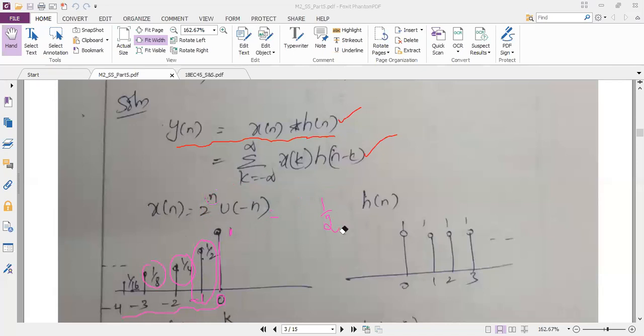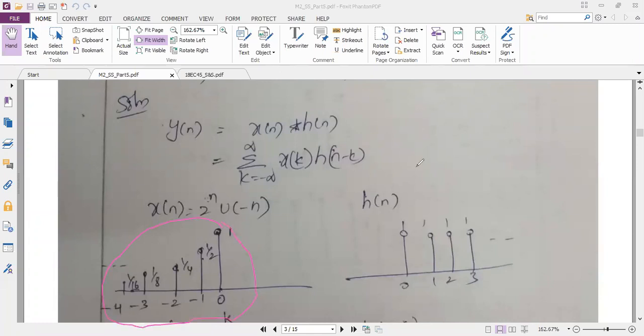In all the earlier problems, we have not come across this type of amplitudes. We had come across amplitudes that were whole numbers, and both the x of n and h of n were at the positive x-axis. So successfully I have plotted my x of n.